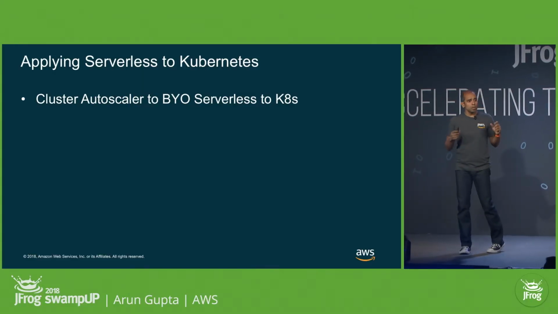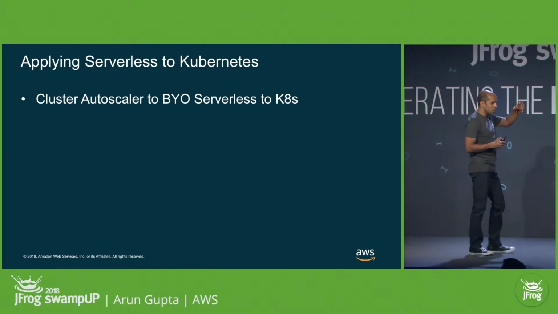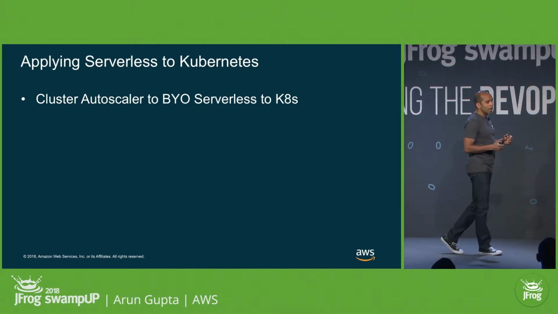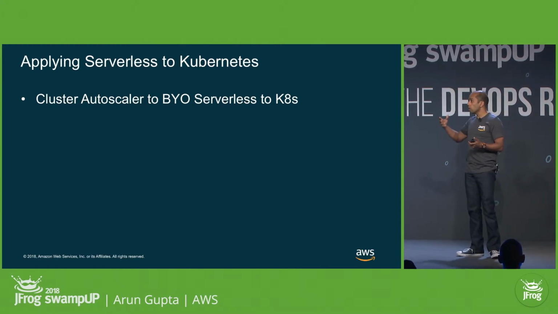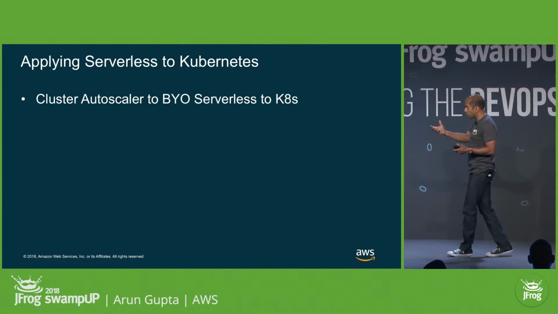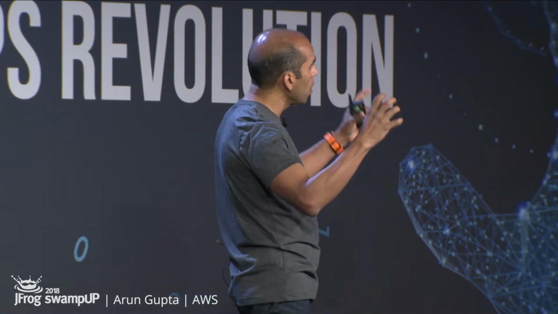Some customers think that they can bring Autoscaler to a Kubernetes cluster and then apply serverless concepts. Well, what does Autoscaler do? Autoscaler looks at the health metrics of the cluster, and if need be, it'll provision a new node to the cluster. Or there's the concept of Horizontal Pod Autoscaler, so not just the cluster, but also the pods will be scaled as well. That way you can do BYO serverless to K8s.